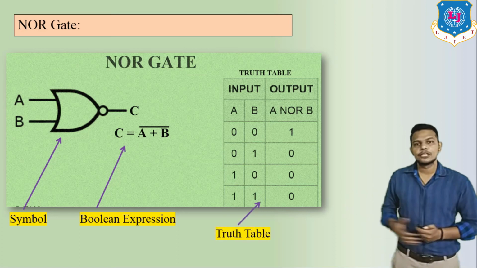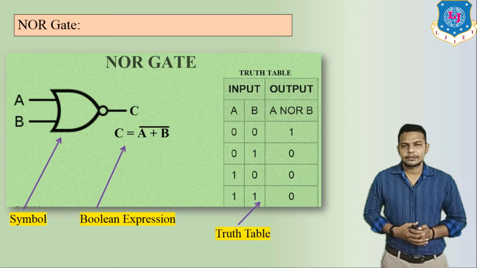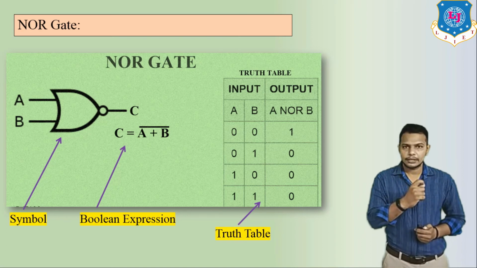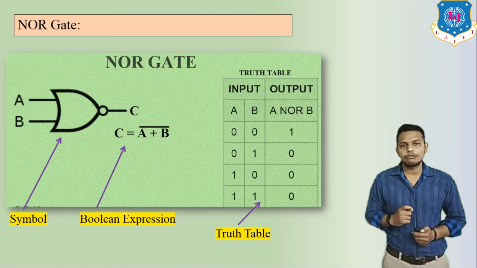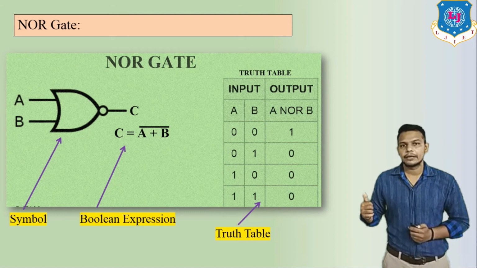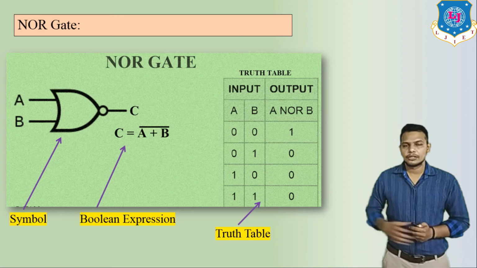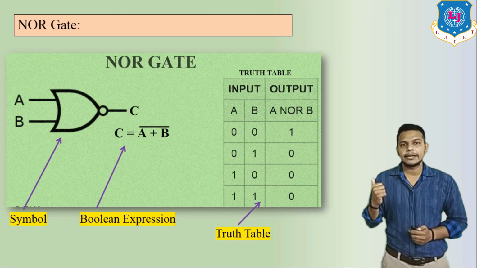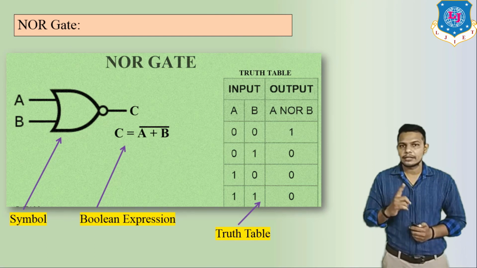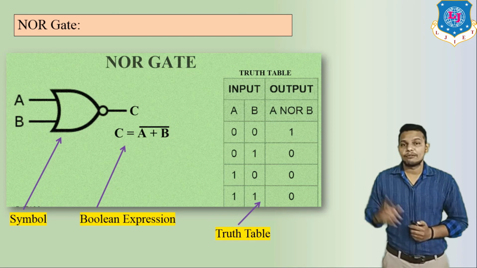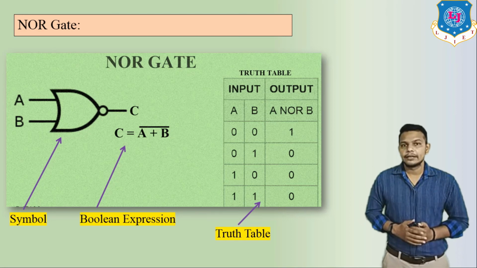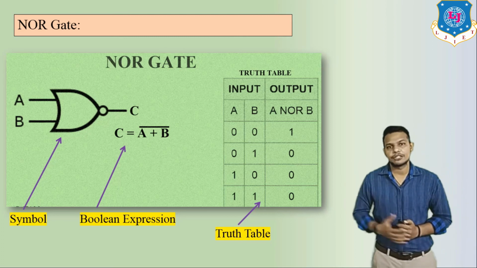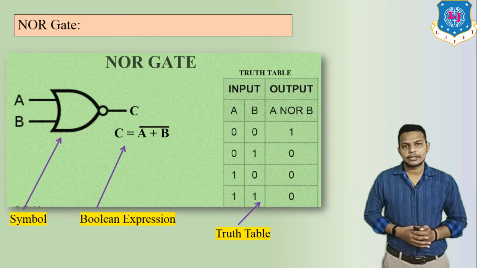Here we can see this is the truth table of the NOR gate. That means if I enter 0 0, in an OR gate your output will be 0, but here it becomes 1. For 0 1 in an OR gate your output will be 1, but here it is 0. Similarly for 1 0, it is 0, and for 1 1 in an OR gate it is 1, but here 0. You do this inversion. So this is the NOR gate.